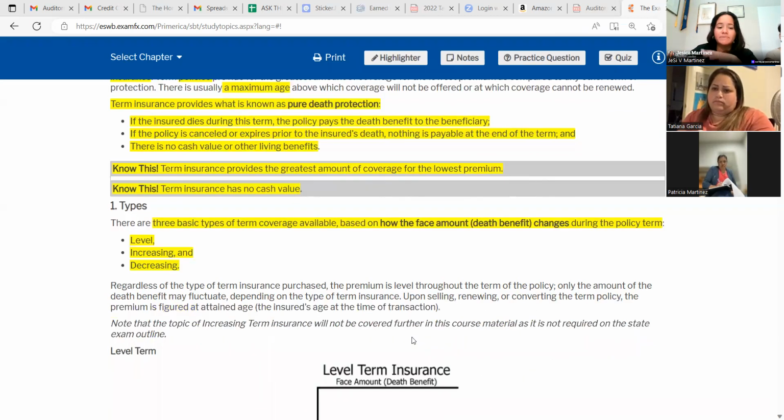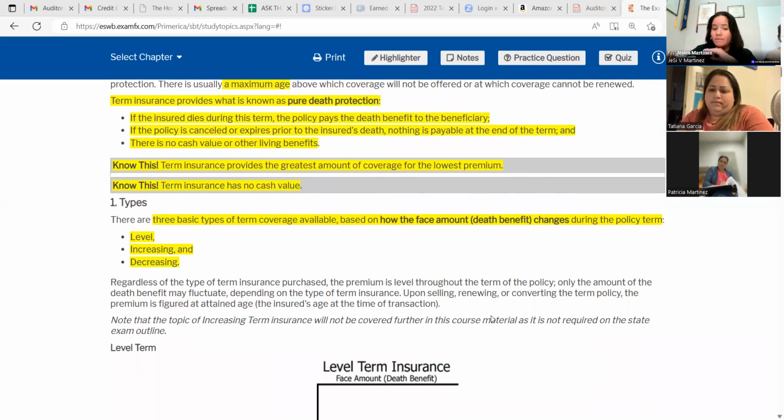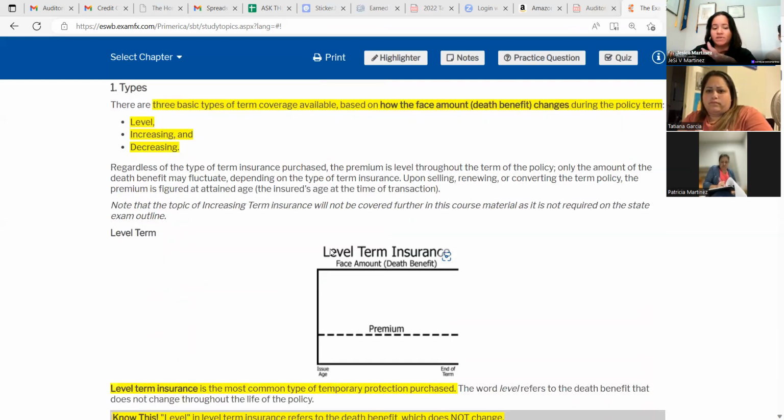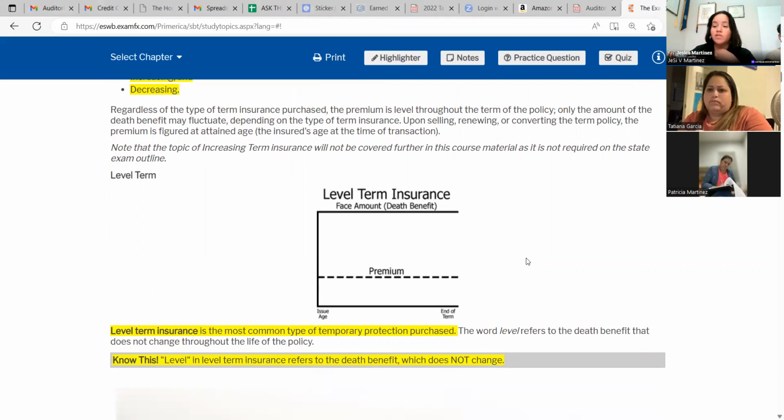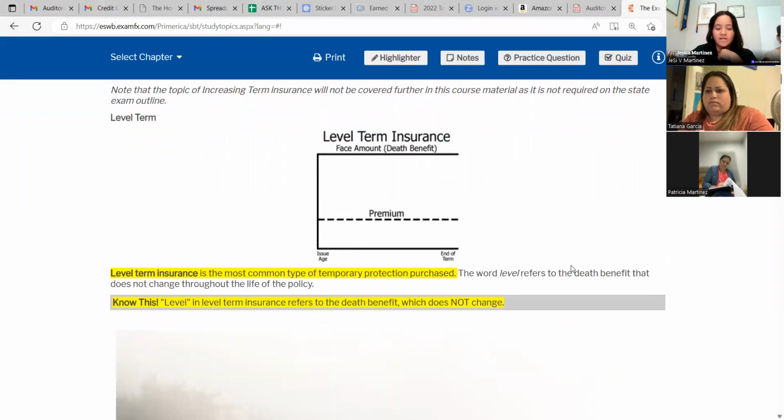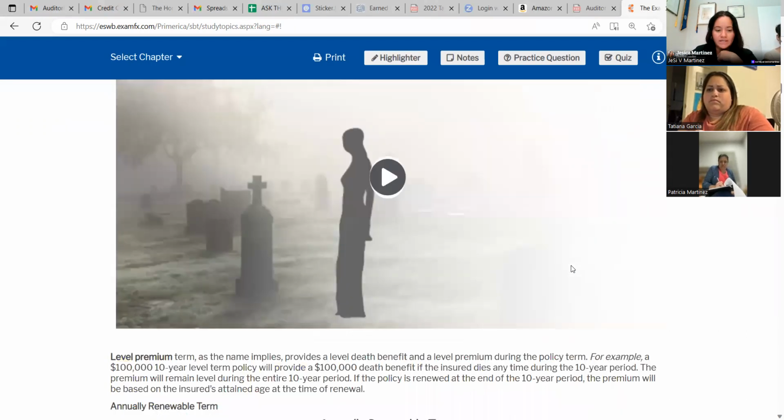Okay, so types: there are 3 basic types of term insurance available, based on how the face amount or the death benefit changes during the policy term. You have the level, which is the one that we talked about. We have the increasing and we have the decreasing. The first one that you see is the level face amount premium. If you own a policy through Pramerica right now, this is the one that we have. Level term face amount. We pay the same amount of premium for the years that we bought that insurance, right? It doesn't go up unless we want more coverage. It's the most common, it's level, does not change. It keeps it all nice and easy.